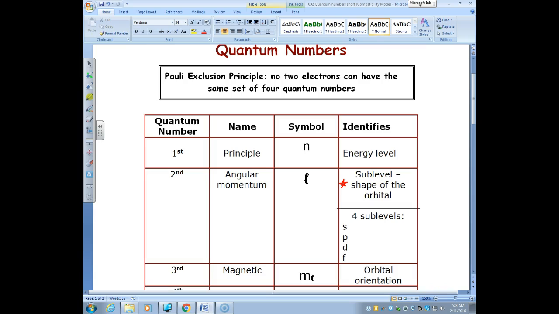The S sublevel is a sphere. The P sublevel is a dumbbell shape. A D sublevel is basically a 4-leaf clover with an exception. And I say F stands for funky. We don't have to know what the shape of that is. So I'm going to show you what these look like here.